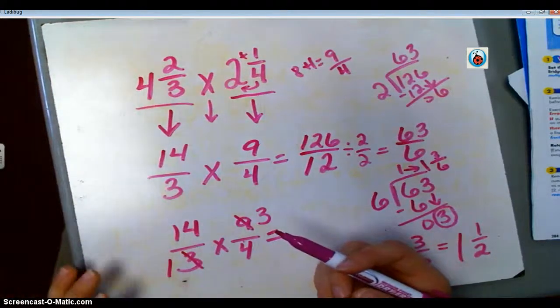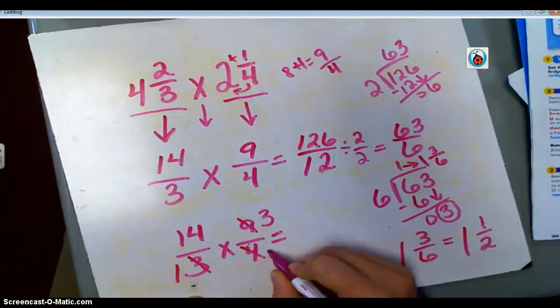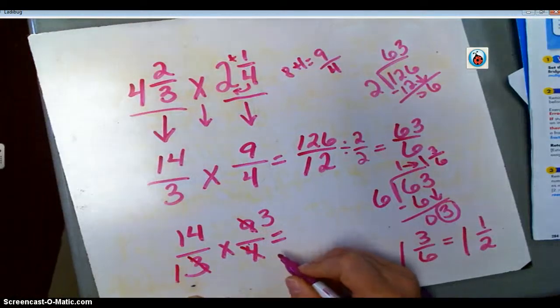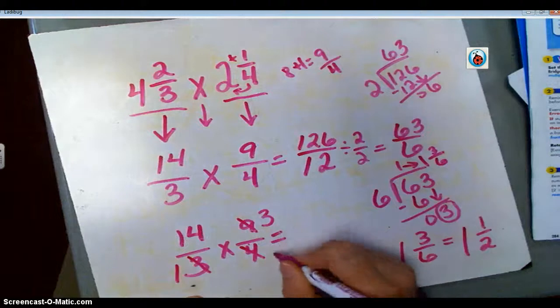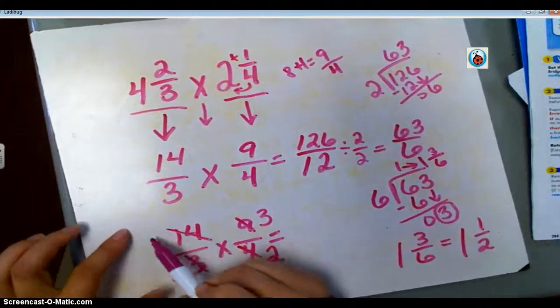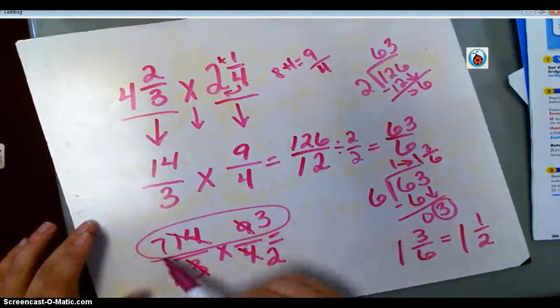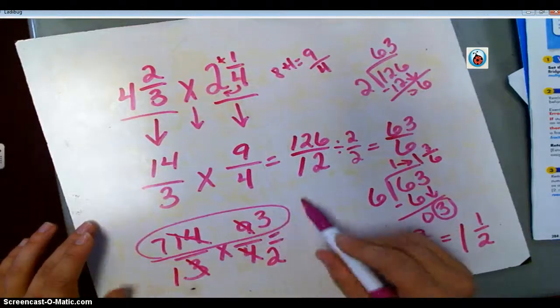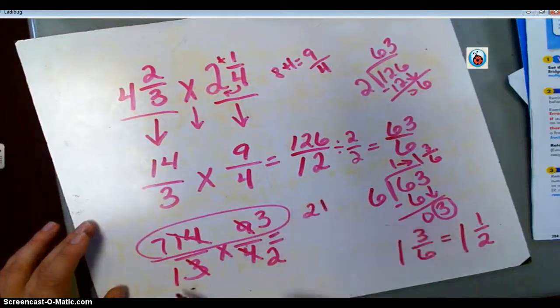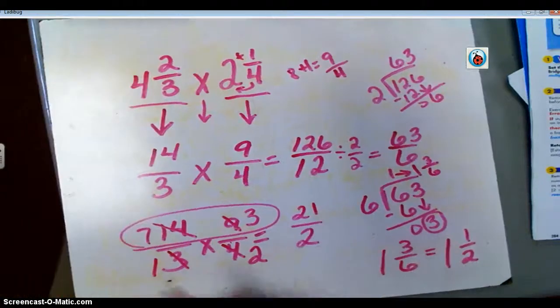By 2. Good job, Garrett. Because 2 goes into 4 how many times? 2. 2 goes into 4 2 times. 2 goes into 14 7 times. Now I have 7 times 3, and 1 times 2. Now I have 21 over 2.